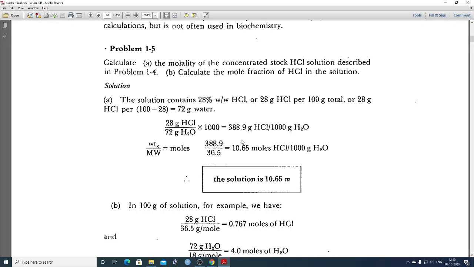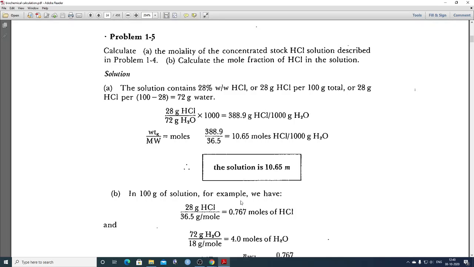So the solution is 10.65 molal. Okay, so molality you can calculate. These many moles, 10.65 moles of HCl, will be present in that water solution. Now in 100 gram of solution, we want to calculate the fraction of moles, right? The fraction of HCl in solution, the mole fraction.